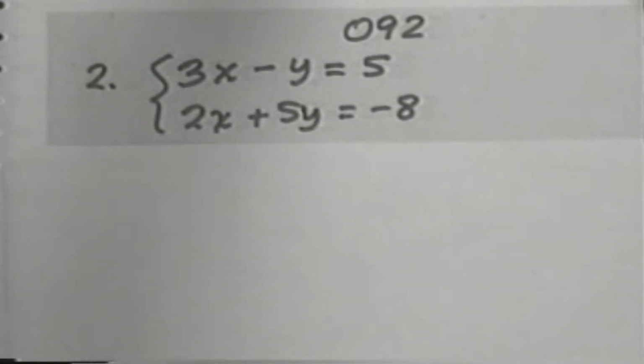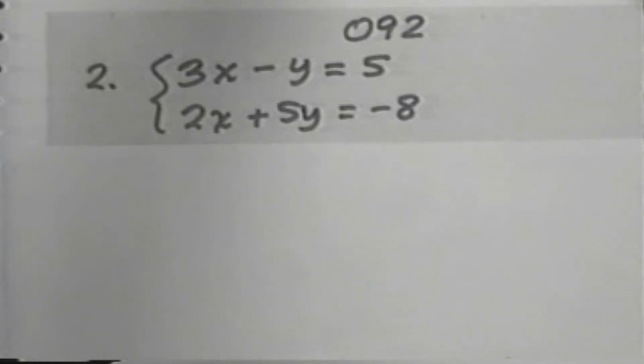Let's look at another example. This one is not set up so obviously for the substitution method. We have 3x subtract y is equal to 5. 2x plus 5y is equal to negative 8. We would like to use the substitution method for this. This means that we want to get one of the letters by itself in one of the equations.